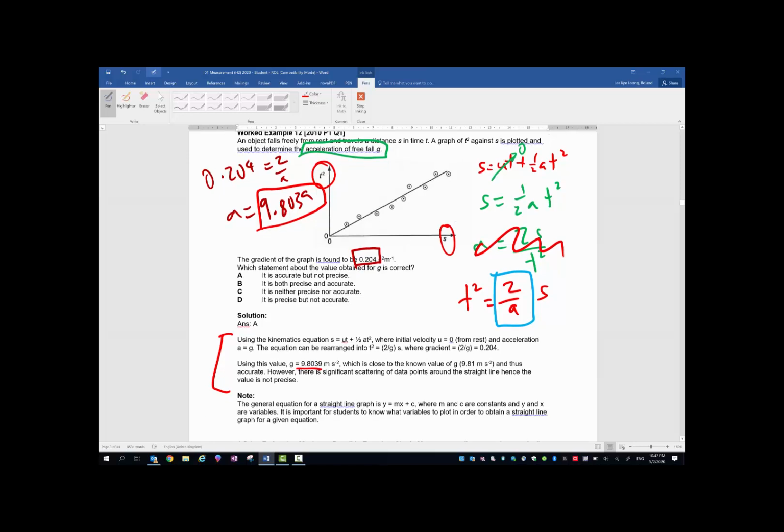But whether it is precise or not, it depends on how far the plots are from the line. So you can see that there is a scatter. So in this case, some of the plots are above, some of the plots are below, and Cambridge interprets this as there is a reasonable scatter. So it is not precise. Okay, so the official Cambridge answer that is given is it is not precise. It is accurate but not precise.